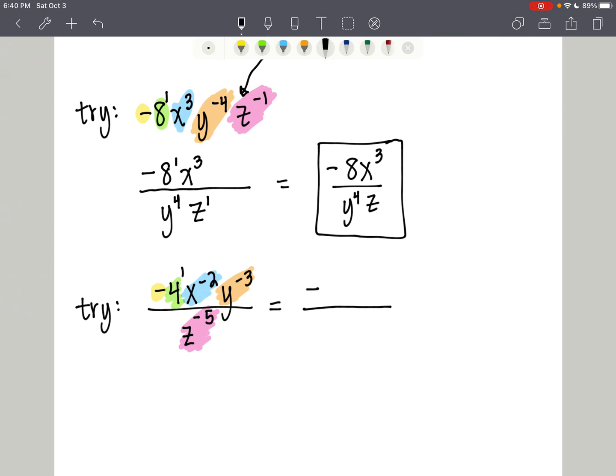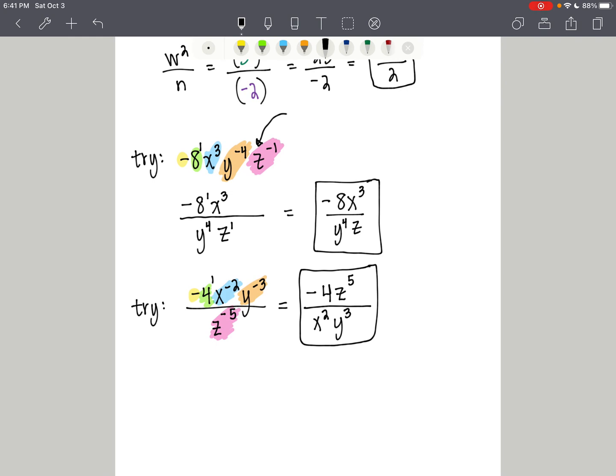So our negative stays in the numerator. 4 to the first stays because the first power is a positive. X to the -2 needed to be moved down to the denominator. Y to the -3 needed to be moved down to the denominator and become +3. And z to the -5 needed to change its position. It went to the numerator to become a +5 for the exponent. So our answer is -4 z to the 5th in the numerator, divided by x squared y cubed in the denominator. Don't know if I said times or divided by, but it's definitely divided by.